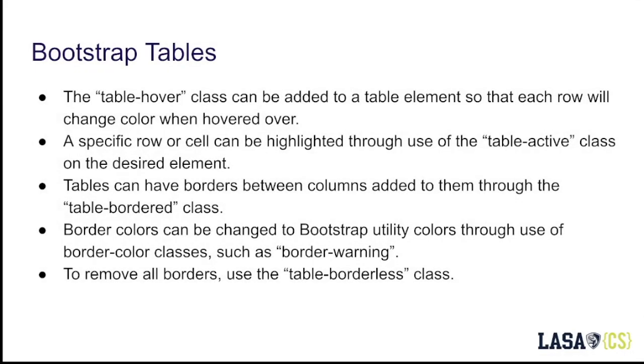The table-hover class can also be added to a table element so that each row will change color when hovered over. A specific row or cell can be highlighted through use of the table-active class on the desired element. Tables can have borders between columns added to them through the use of the table-bordered class, and border colors can be changed to Bootstrap utility colors through use of the border color classes, such as border-warning, or border-primary, or border-danger, border-info. To remove all borders, use the table-borderless class.